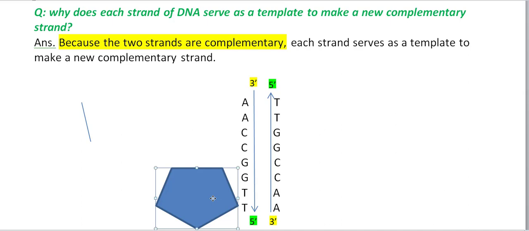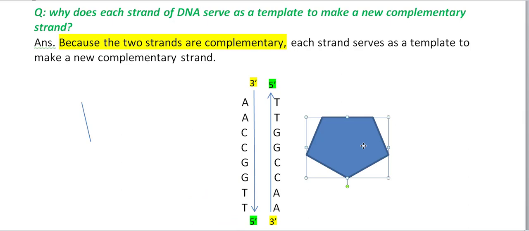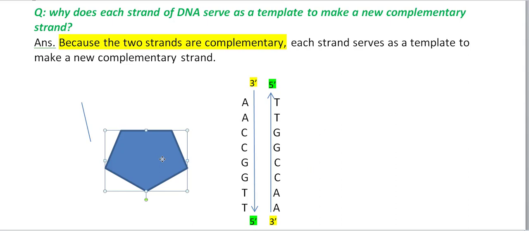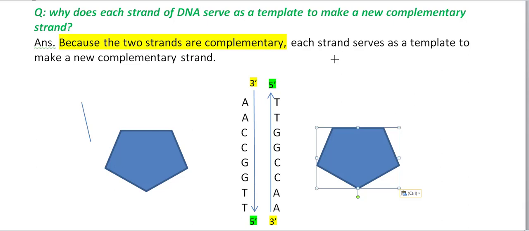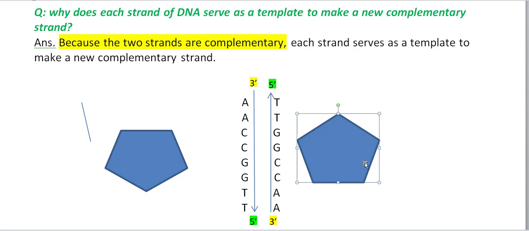So these two carbons determine the structure of the DNA. How are these carbons oriented or arranged in this shape? Carbon number 1, 2, 3, 4, 5. This end is carbon number 5, so it is called 5 prime. While this carbon is 3, so it is called 3 prime carbon.